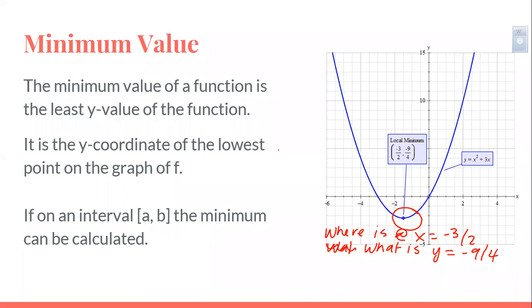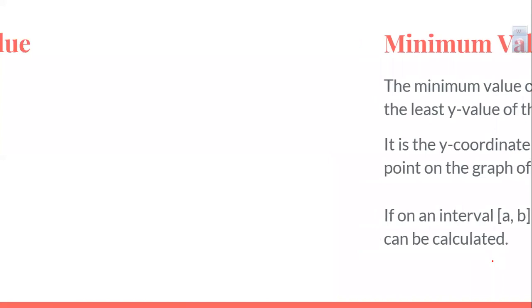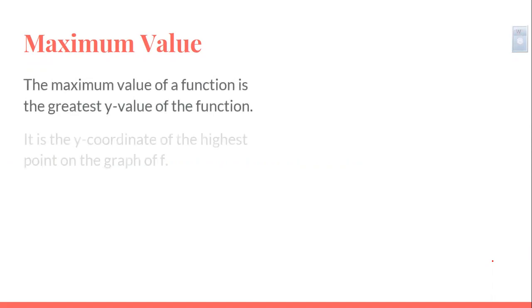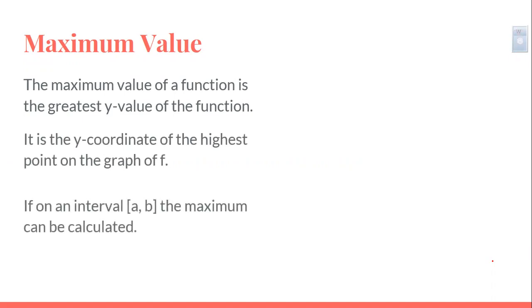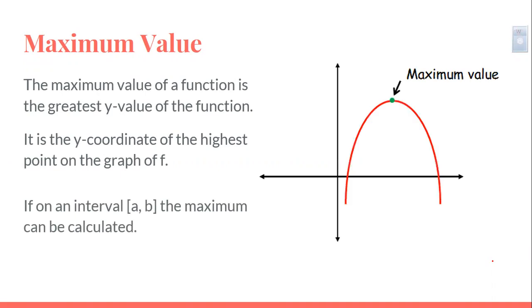All right, minimum value, done. What's next? Maximum value. So you want to take a stab at what the maximum value is? The highest, the greatest. It's the greatest y value. It is the y coordinate of the highest point on the graph. On the interval, it can be calculated. It's your maximum value. And again, where is asking for the x? What is asking for the y? Remember, x marks the spot. So where are you going? To the spot.